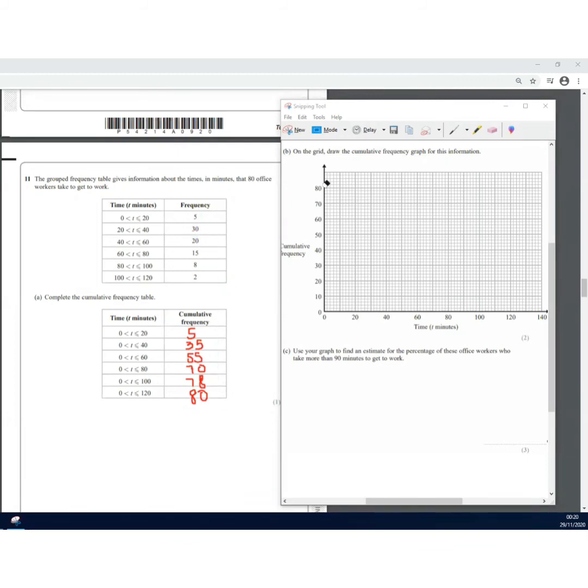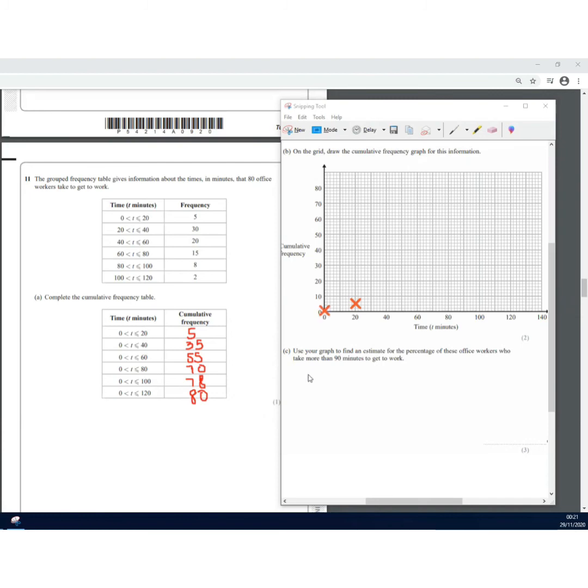So that's part A done. In part B, we are asked to plot the cumulative frequency graph for this given information. To plot the points, we are given the scaling along the X and Y axes. So I'll first locate the points. To draw a cumulative frequency graph, you have to pick the upper class boundaries. For example, 20 goes with 5. And the cumulative frequency graph always starts from 0.